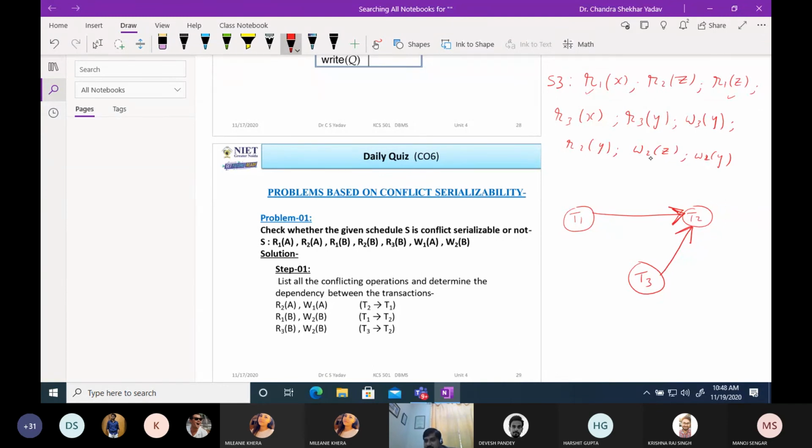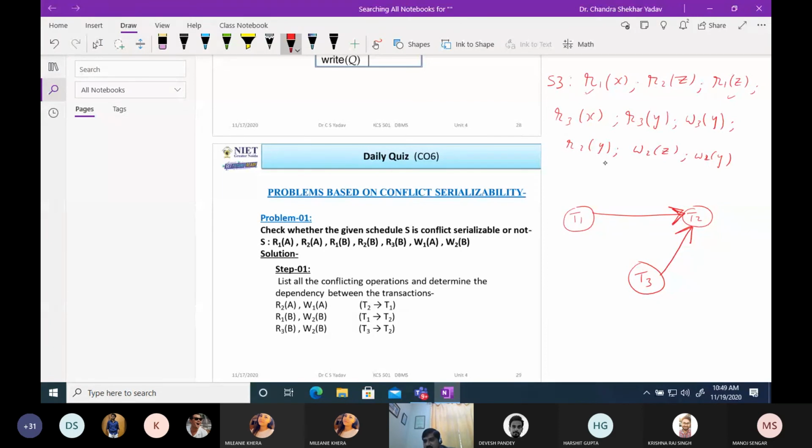Then what about this? Different data item, no conflict. What about this? Here different transactions. Here transaction 3 and here transaction 2. Same data item and performing write operations. Then there should be an edge from T3 to T2, and it already exists. Then there is no need to represent that edge again. Then we will check this. Different data item, no conflict.